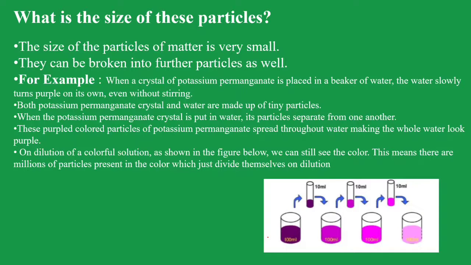Now, one more question arises: what is the size of these particles? See, the size of the particles is very small because we cannot see these particles with our naked eyes. They can be broken into further particles as well. The particles that we can see sometimes can be broken also. For example, when crystals of potassium permanganate are placed in a beaker of water, the water slowly turns blue on its own, even without stirring.